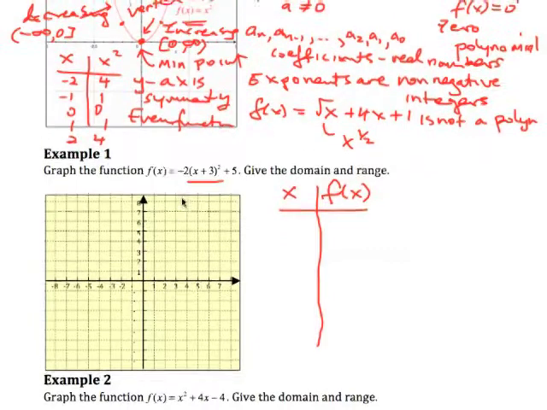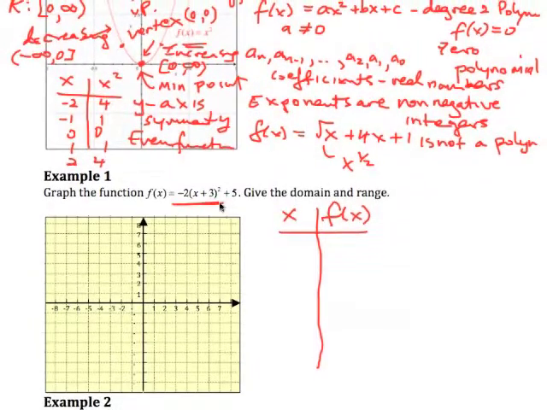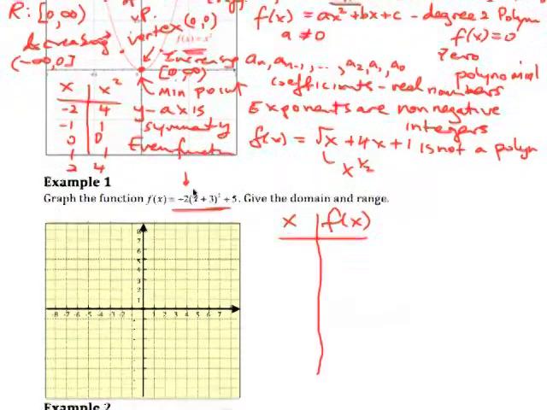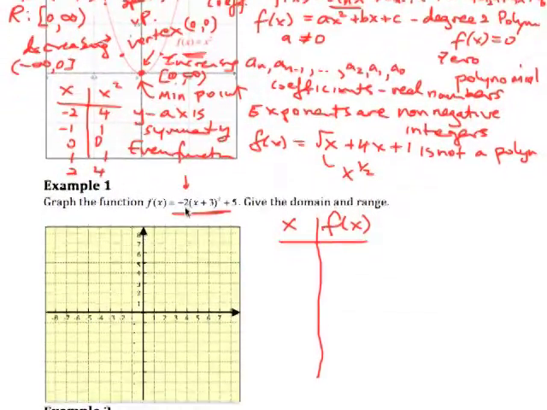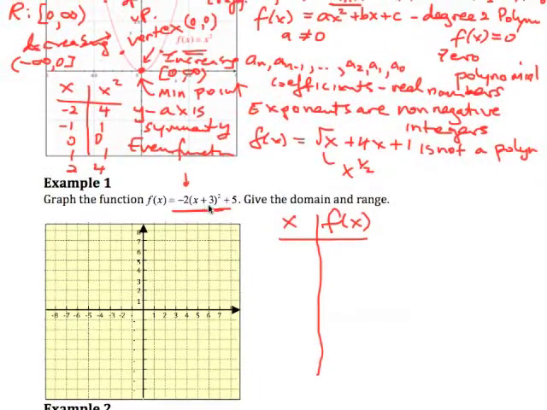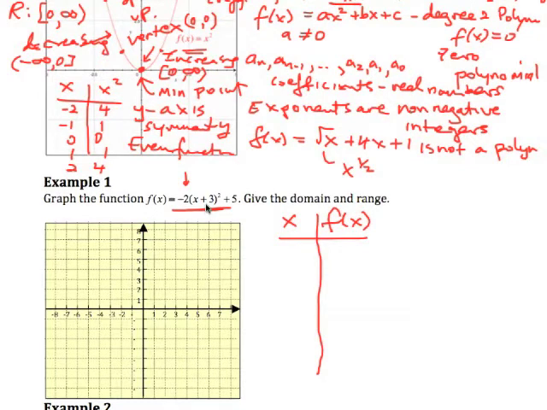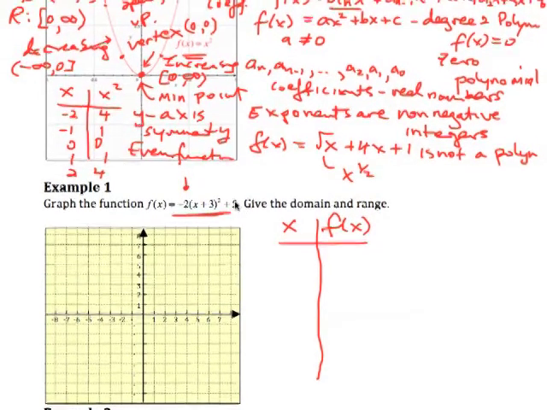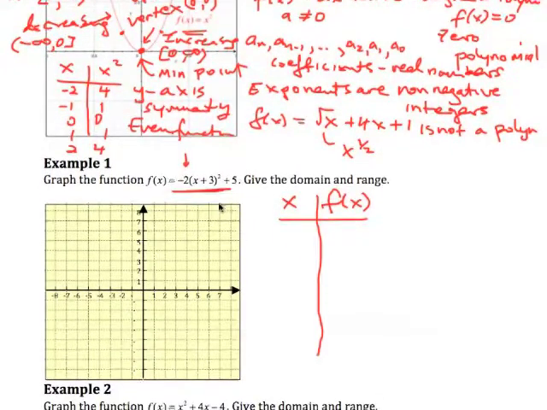Right, now we already know from working with translations of functions that this one is going to be upside down because of the negative sign. It's going to be stretched because of the 2. It's going to be moved to the left 3 units because it's got a plus 3 here, and it's going to be raised up 5 units in the vertical direction because of this 5 here.